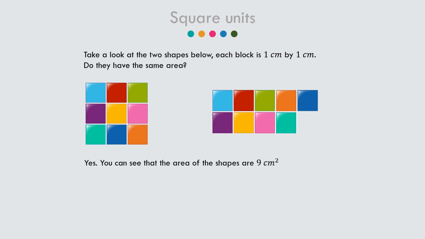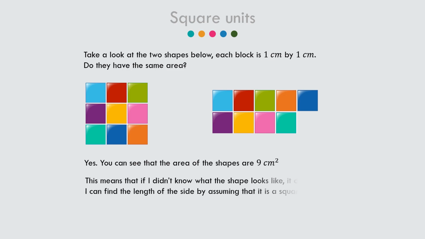This means that if I didn't know what the shape looks like, but I do know its area, it doesn't matter. I can find an approximation of the length of the side by assuming that it is a square. Remember, area of a square is the length of the side squared. So, if I take the square root of the area, I should now have the length of the side of the square with the same area. In this example, my length is 3 centimeters.